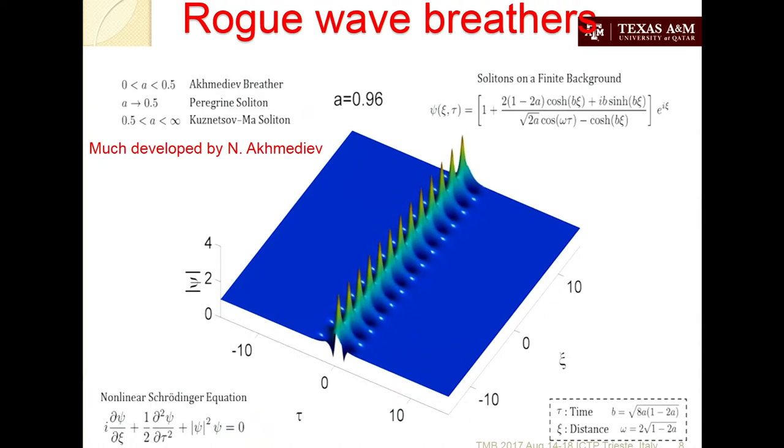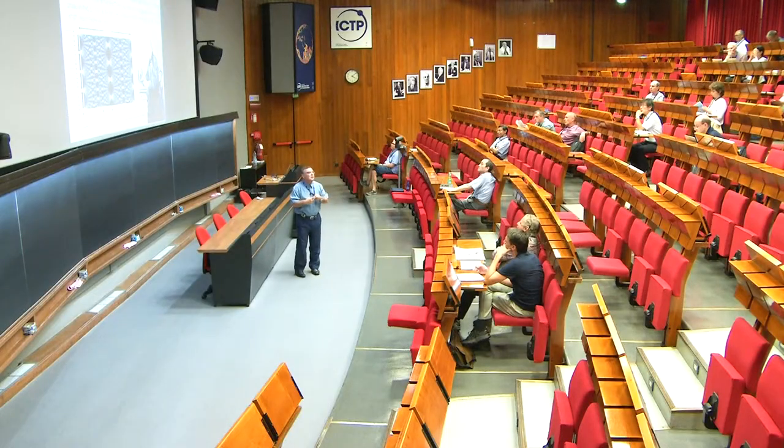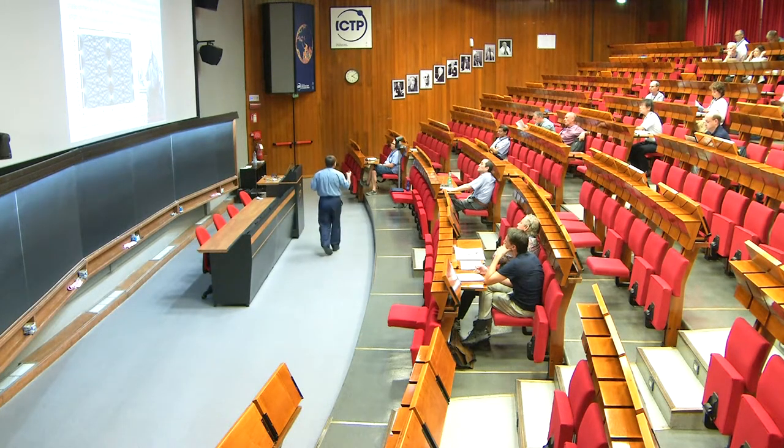Just remember here that there is only one important parameter, which is A, which describes completely an Akhmediev breather. And then higher order rogue waves you can get by scattering, by colliding two, for example, Akhmediev breathers. Then you'll get the second or third order rogue waves.